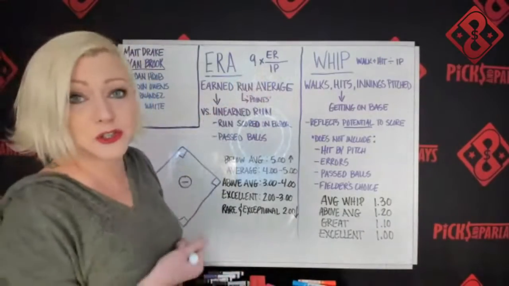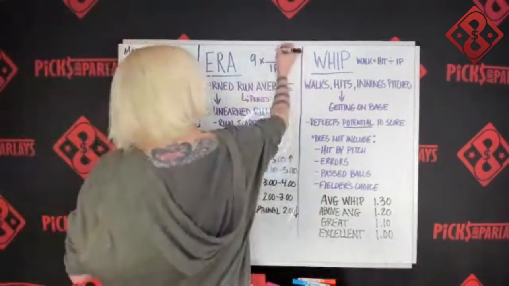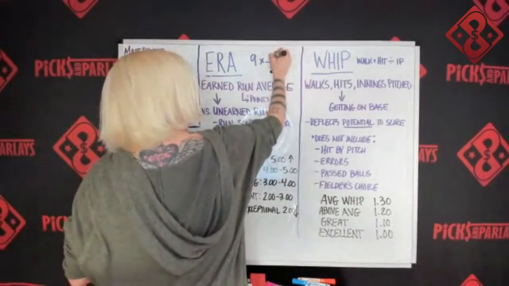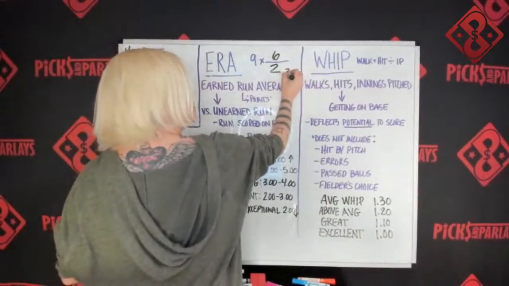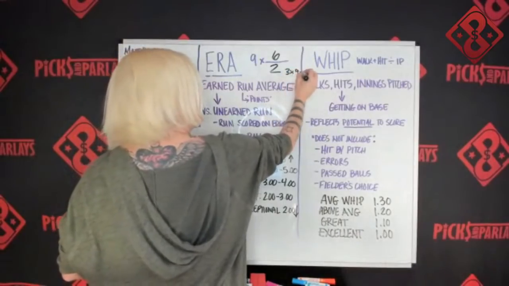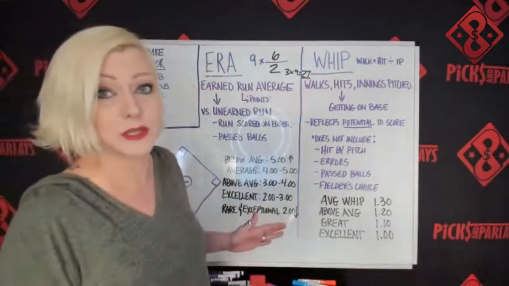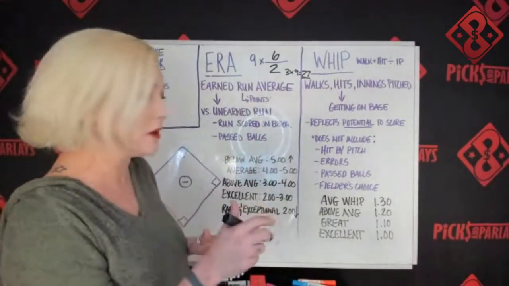So like Garrett Richards for the Red Sox yesterday, he pitched 2 innings and 6 runs were scored. So 6 divided by 2 is 3 times 9. He has an ERA of 27 right now. It's a really big ERA, but it's only one game. These numbers will adjust better.